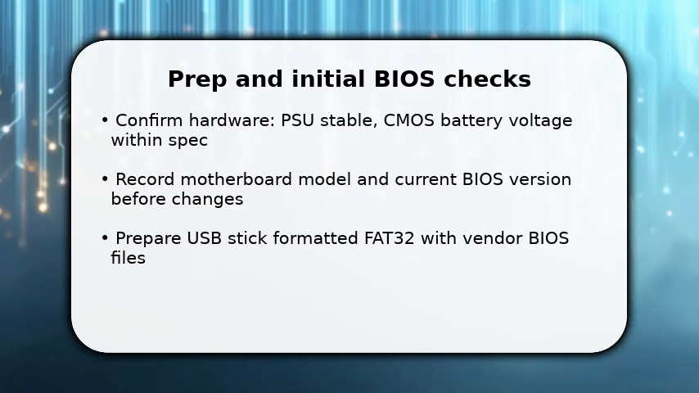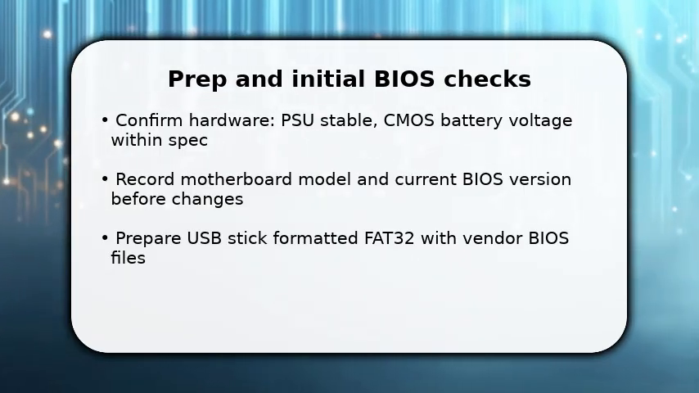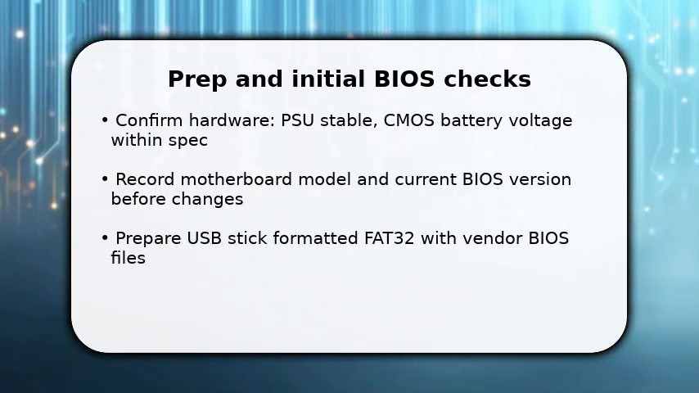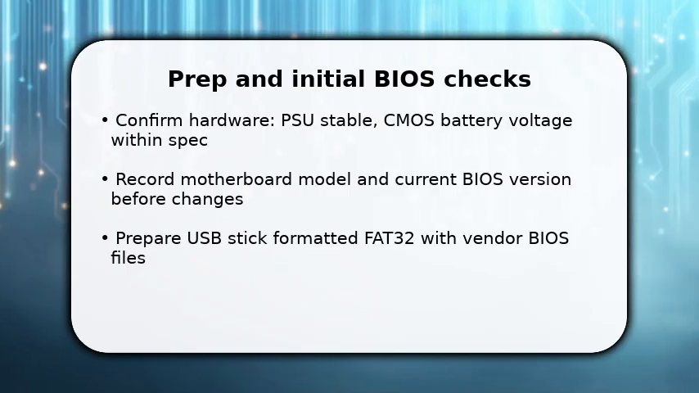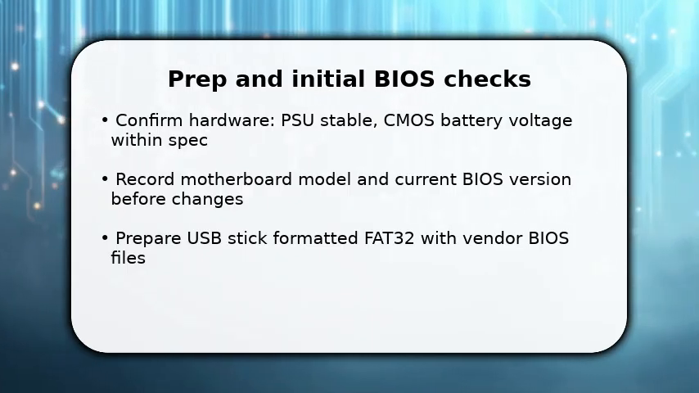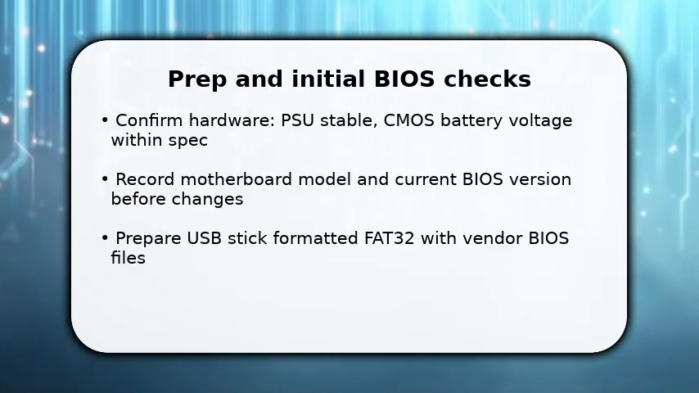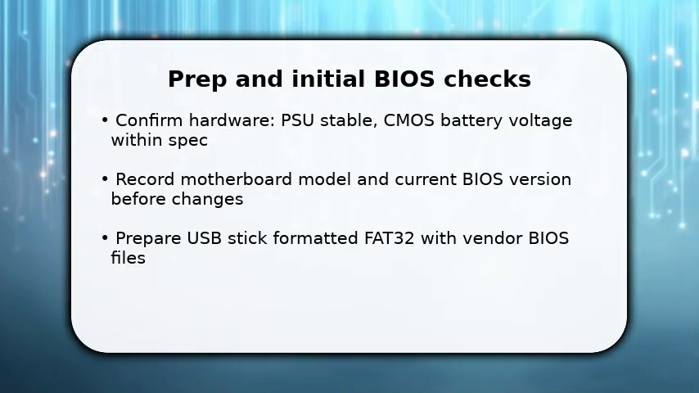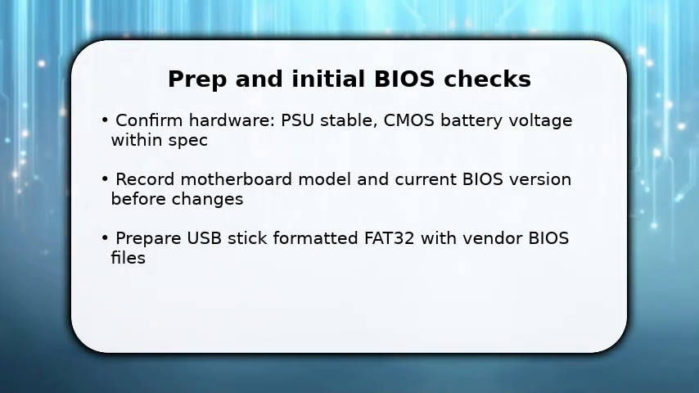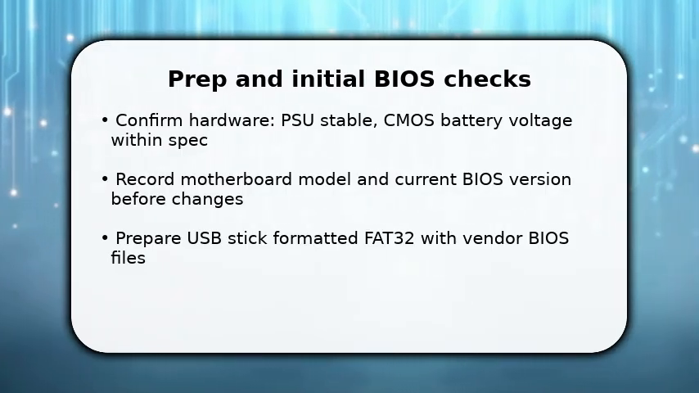You start by verifying power and data. Check the PSU, ensure the CMOS battery is charged, and note the motherboard model and BIOS version so you can restore if needed. Once done, prepare a FAT32 USB stick and copy the vendor BIOS or recovery files into a clearly labeled folder. Make sure you have a separate machine to download the correct BIOS binary and write down any custom BIOS settings you'll need to reapply later.